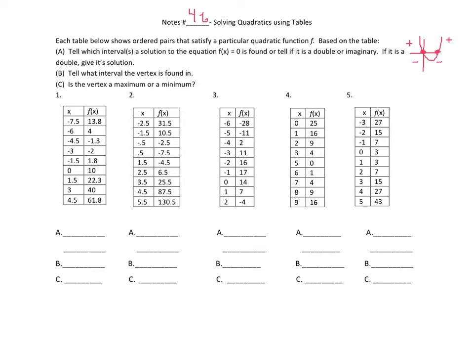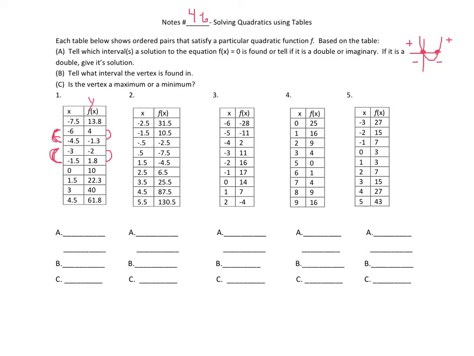In the first table, first we're going to figure out where our solutions are. So look at the y values, which are right here, where they're changing signs. Well, they're changing signs between 4 and negative 1.3, and then again between negative 2 and 1.8. So the interval of x is going to be in between those two points right there.